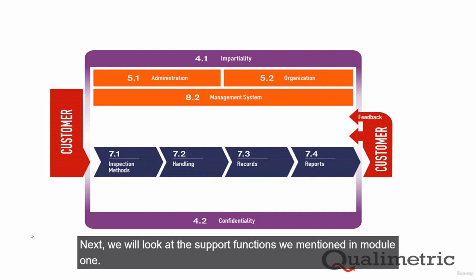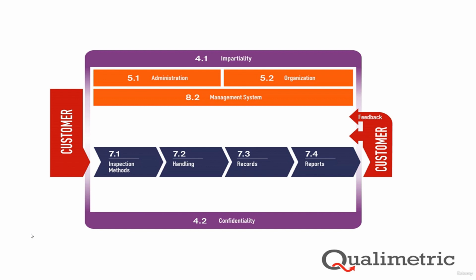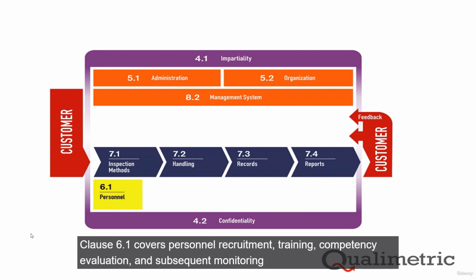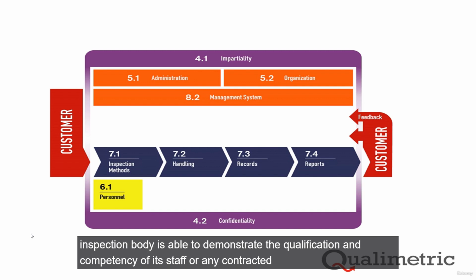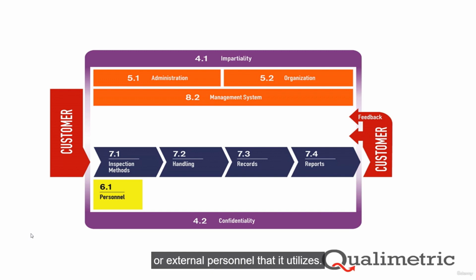Next we will look at the support functions we mentioned in Module 1. Clause 6.1 covers personnel, recruitment, training, competency evaluation and subsequent monitoring of personnel to ensure their ongoing competence, as well as the maintenance of records such that the inspection body is able to demonstrate the qualification and competency of its staff or any contracted or external personnel that it utilises.